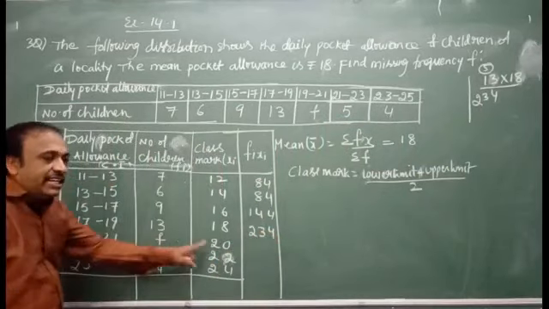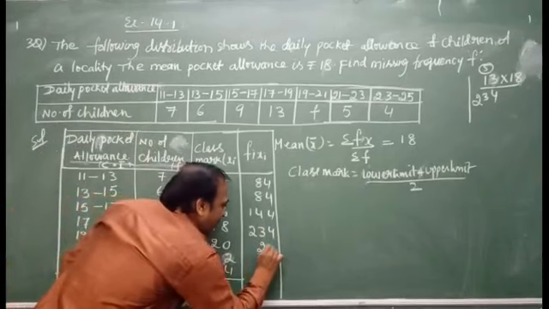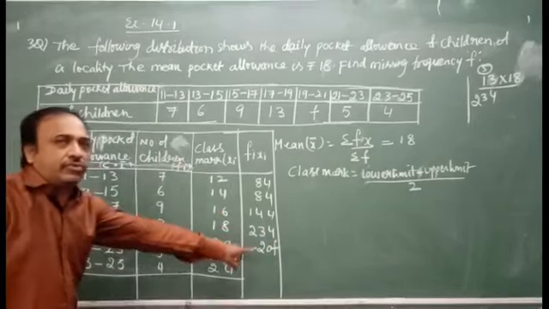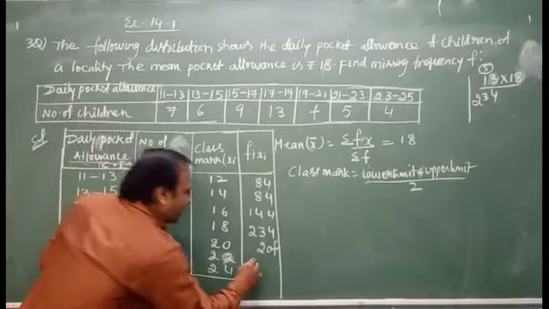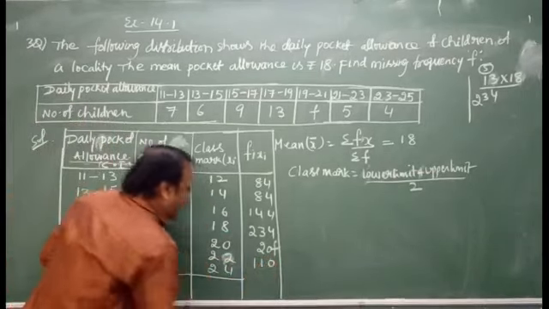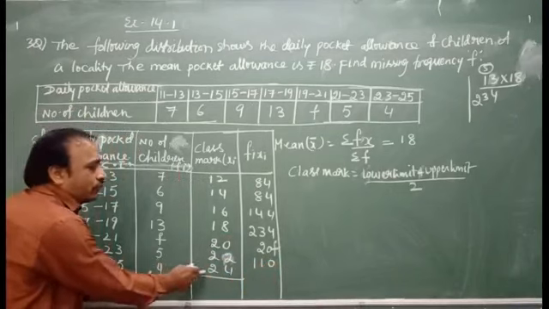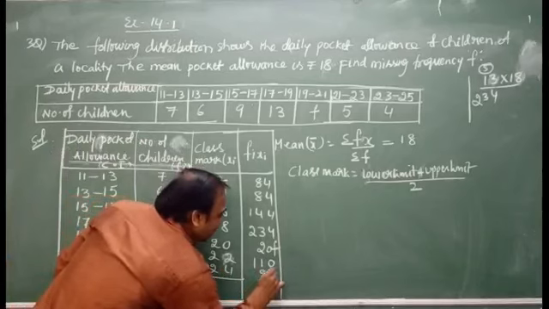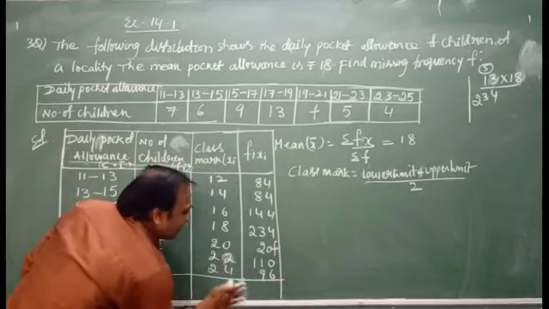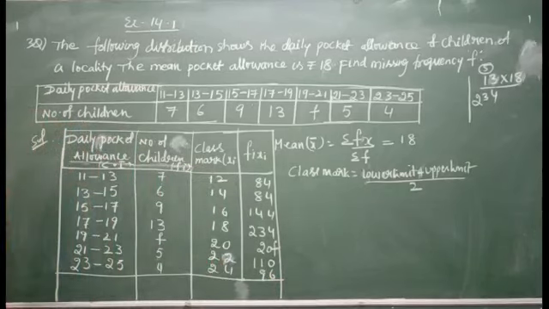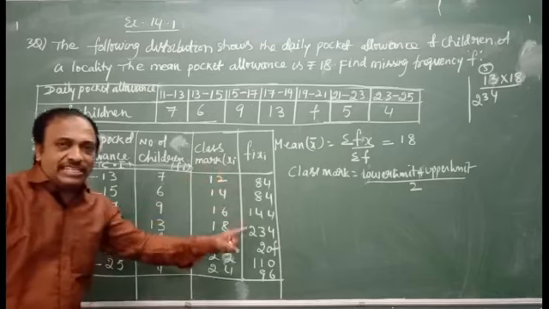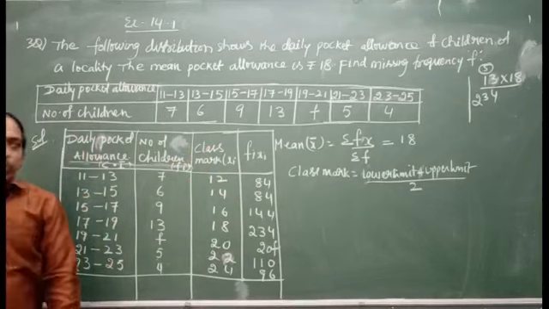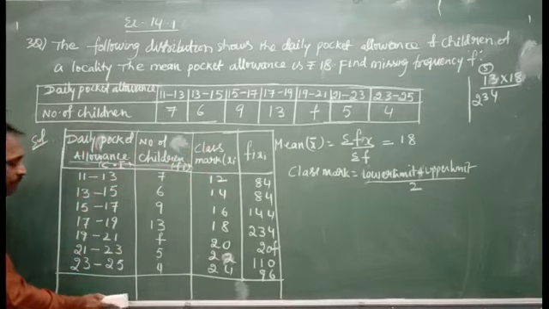Next, f into 20, 20f. Here f is a variable, so 20 into f is 20f. Now 5 into 22 is 110. Next, 24 into 4: 4 fours are 16, 4 twos are 8 plus 1, 96. This is fi into xi. Now, in the formula, mean x bar is equal to sigma fx by sigma f.